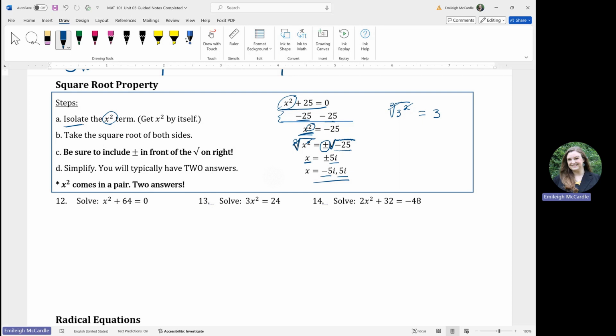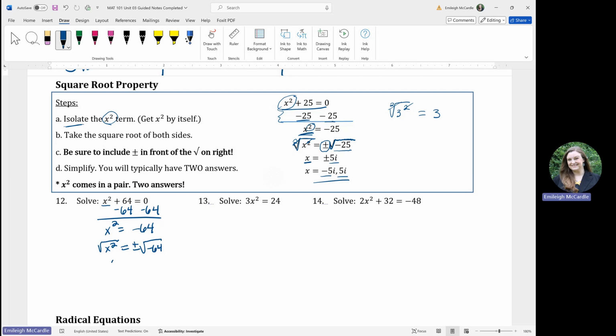Now that I've talked through that, let's actually work through one. Okay, number 12, x squared plus 64 equals 0. Our first step is to get that x squared by itself. So we're going to move that 64 over by subtracting. That's going to give us x squared equals negative 64. And now I need to get rid of that square. So I'm going to do the square root of x squared. And if I do that square root on this side, I've got to do it on the right-hand side, square root of negative 64. And again, I've got to add a plus minus in there, and that is the rule, and I'll explain why here in just a second.